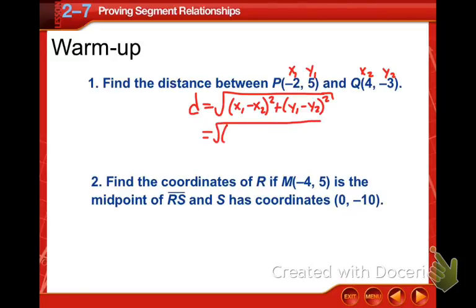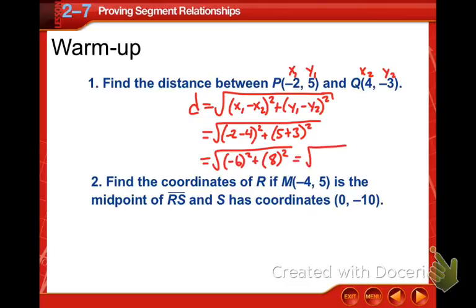It's going to be (-2 minus 4) plus (5 plus 3), because we are subtracting a negative, so we add. So this turns into -6 squared plus 8 squared. -6 squared is 36, plus 64, which is 8 squared. And that is the square root of 100, which is just 10.